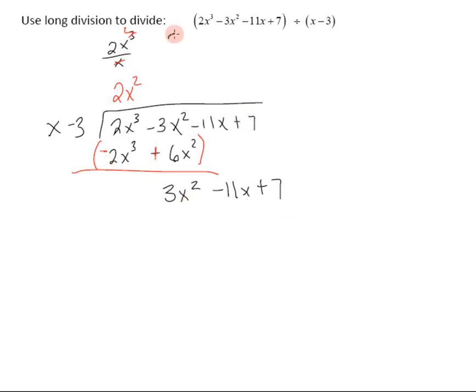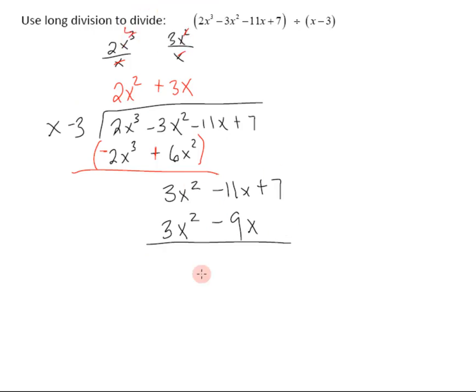The 3x squared is the first term. It gets divided by the first term out here, an x. 3x squared divided by x, cross out, is plus 3x, right? Then the 3x gets multiplied through on both of those. So 3x times x is 3x squared. 3x times negative 3 is negative 9x. Draw the line here and subtract.